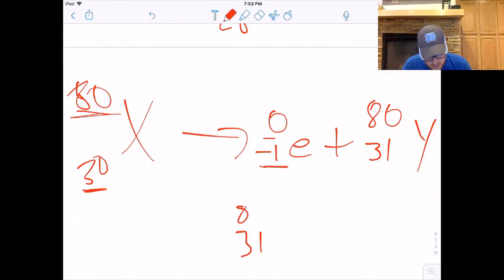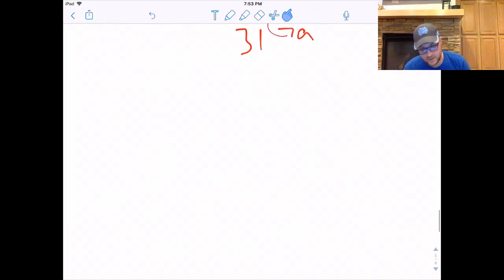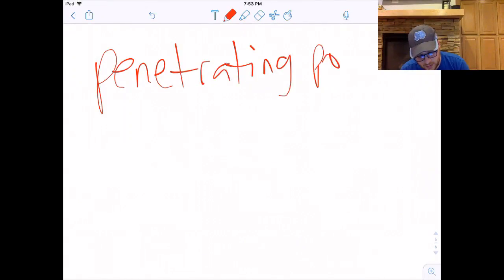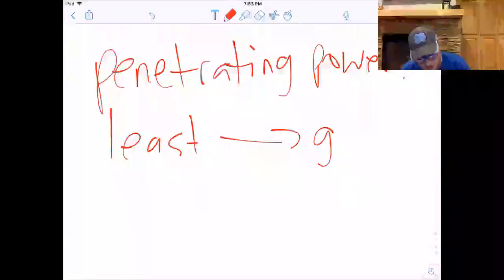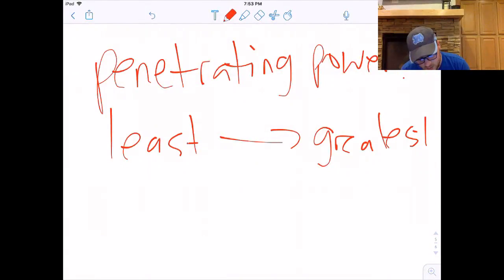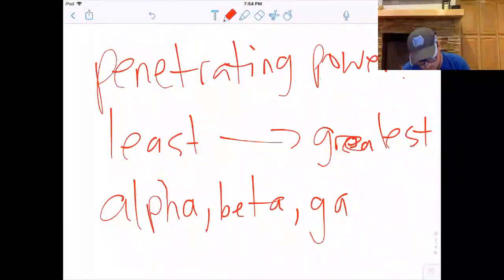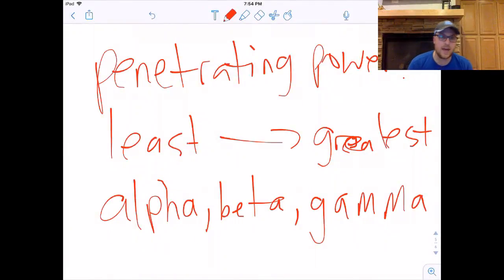Alright. That's a big chunk of it. Penetrating power is a word that will come up for sure in this quest. And least to greatest, you have to know both ways. It's just alphabetical order. Least to greatest is alphabetical order: alpha, beta, gamma. So basically what this means is gamma rays can penetrate through various materials, meaning pass through them.